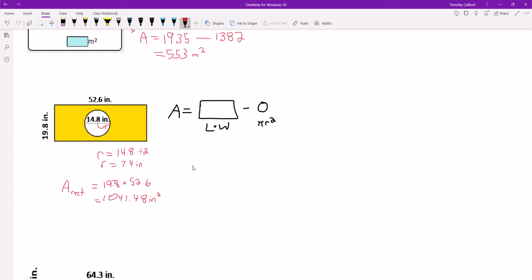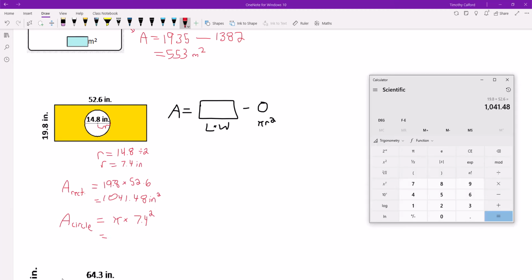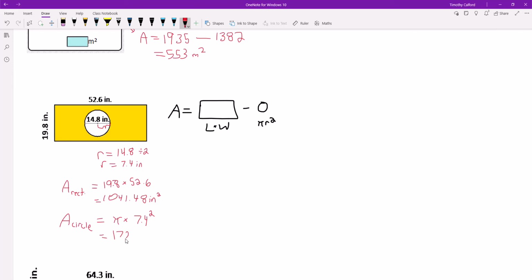And I could also take the area of the circle, which would be pi times 7.4 squared. So I have a pi button times 7.4, and then I have a squared button there. Squared equals 172. In this case it would round down to 0, so 172.0, or just 172. I'll show the 0.0 just to show how it rounded.